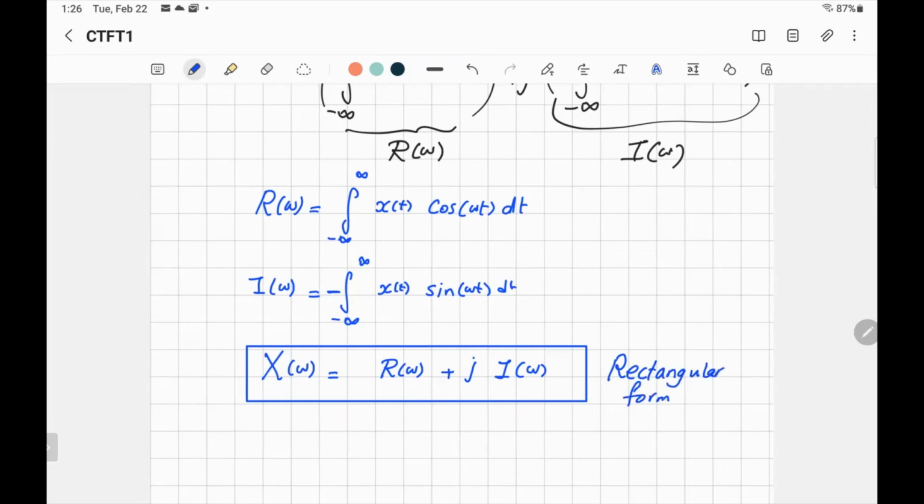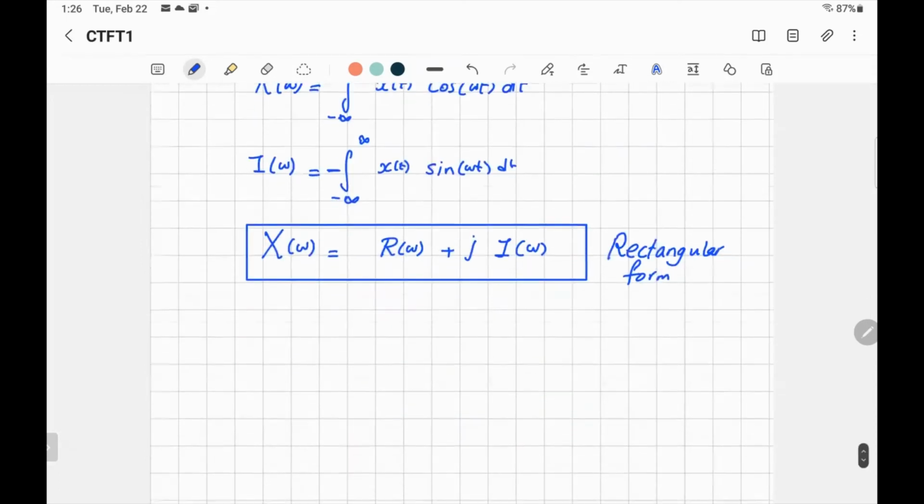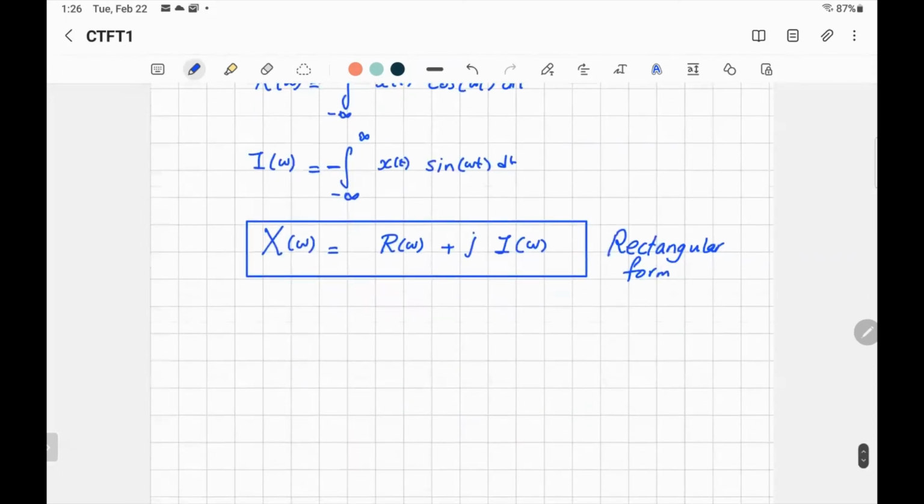And since we did rectangular form, we'll get a little bit greedy. Say, okay, polar form. What about polar form? Polar form has magnitude and exponential angle. So that's how you write it. You write A e to the power of j phi. That's the polar form.